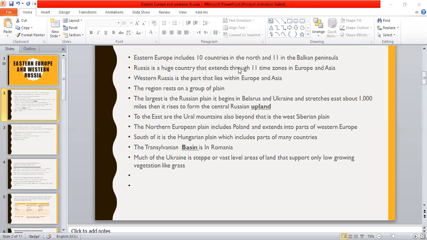So actually, we also said that we have something called archipelago. Who can tell me what's meant by archipelago? Yes, Uta? Group of islands. Yes, a group of islands.